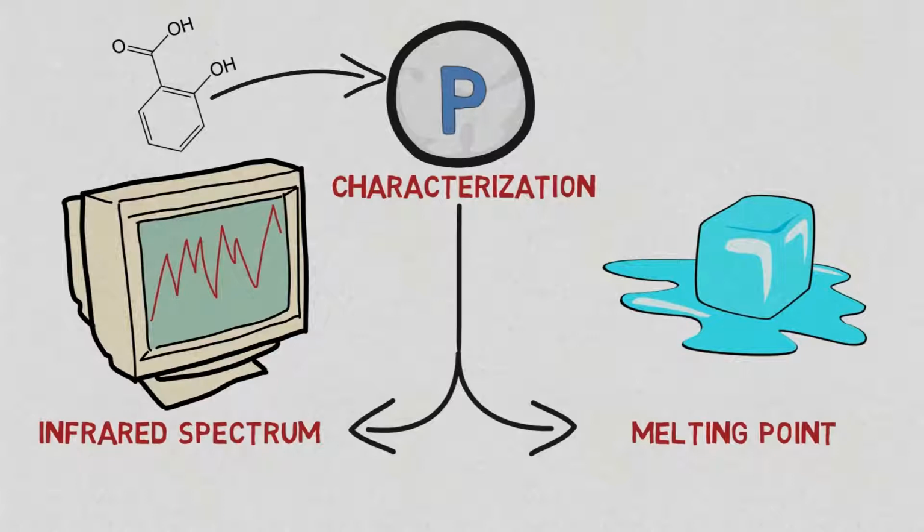Now that we have an intermediate product, which has been purified and characterized, we are ready to conduct the second step to synthesize ASA.